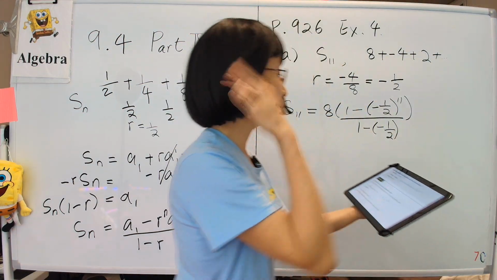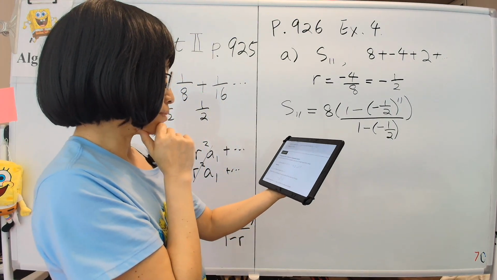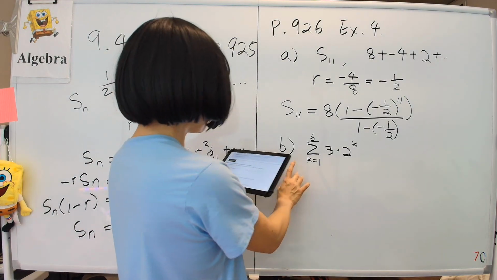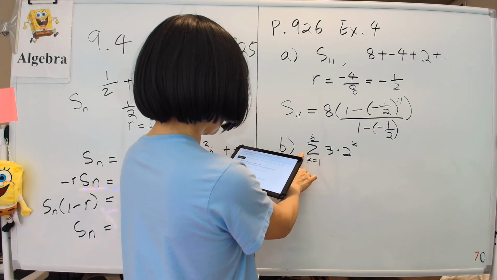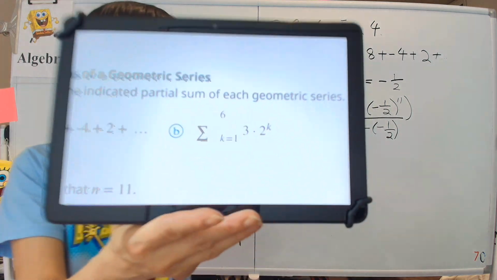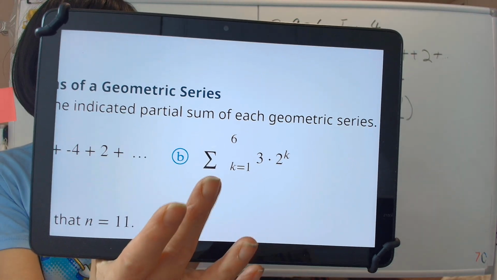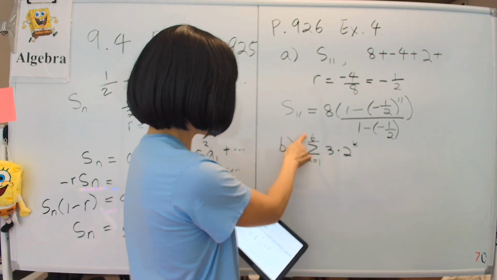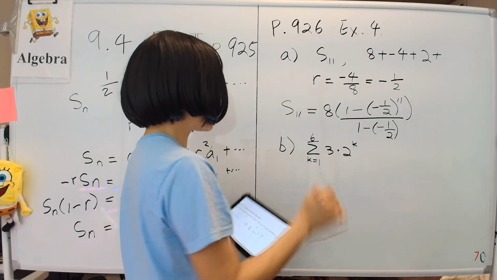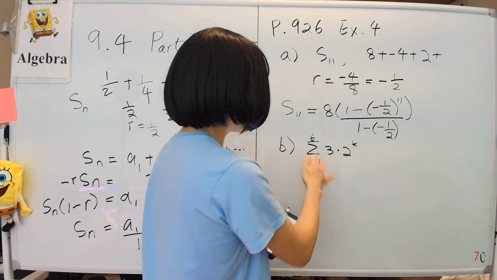All right, so I'll put the calculator there. That's part A. Then let's look at part B. I have the problem written down as the sum of k equals 1 to 6. The book has it in a weird way, probably a mistake that puts the numbers in a weird location. The 6 is supposed to be on top of the summation sign and k equals 1 on the bottom, nicely lined up like this. Anyway, so 3 times 2 to the power k, which means there are 6 terms.